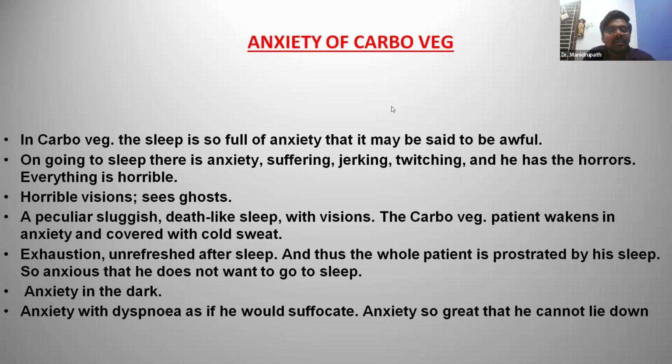Arsenic anxiety is different. Carbo veg anxiety is different. Arsenic anxiety is more health-concerned, hypochondriacal. Here, this anxiety is different. The term is anxiety, but if a patient says, "Doctor, I have a lot of anxiety," okay, mind anxiety. But in which particular situation do you feel anxiety? Why do you feel anxiety?